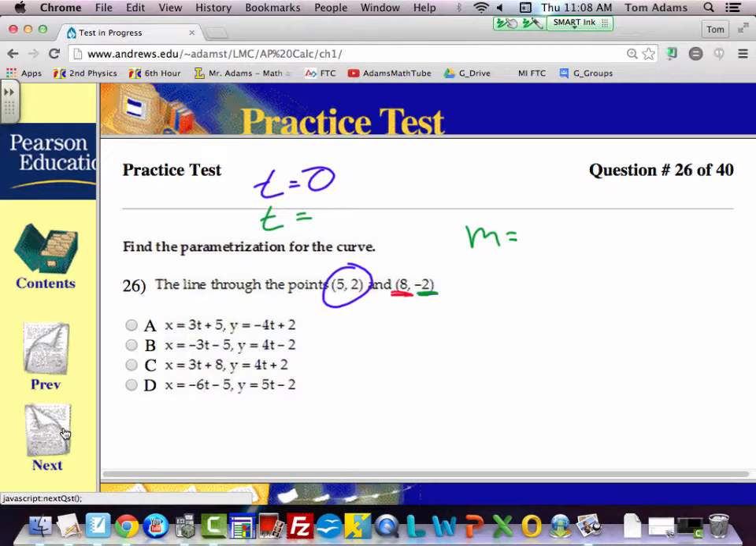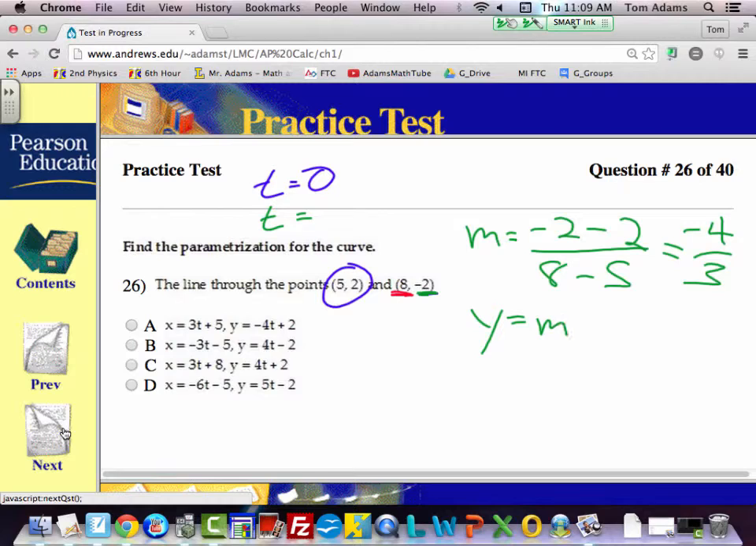And so we would end up with negative 2 minus 2 on the top. Is that right? y sub 2 minus y sub 1 all over x sub 2, which is 8 minus this. And then we see that the slope would be negative 4 over 3. And then we could say y equals m times x minus x sub 1 plus y sub 1. Now if we plug this in, we get, and then we could pick any value.